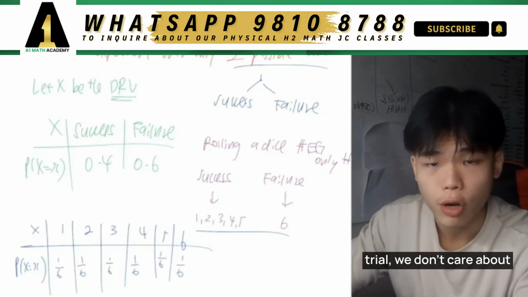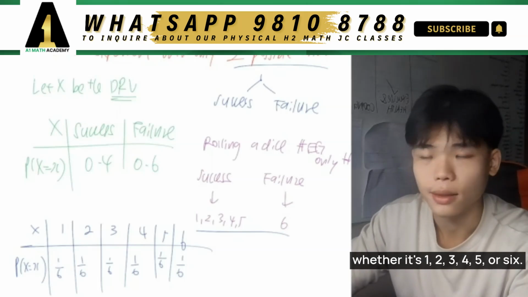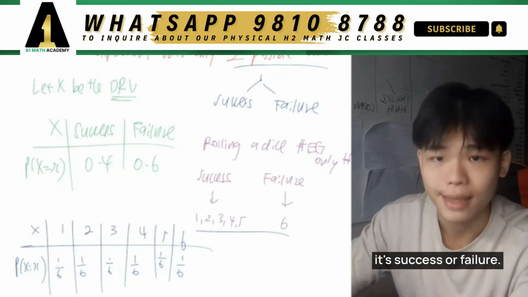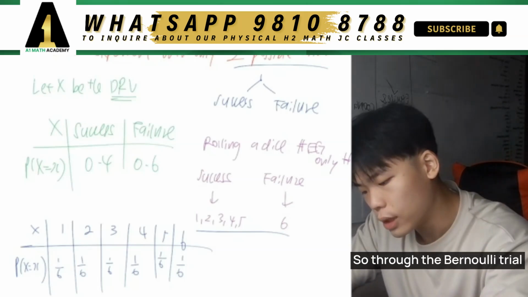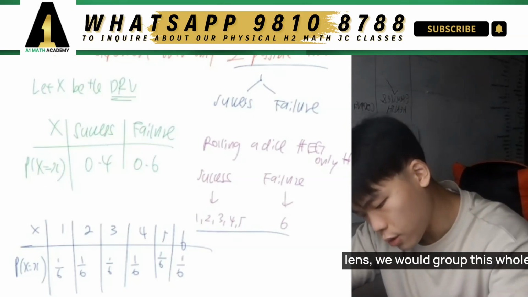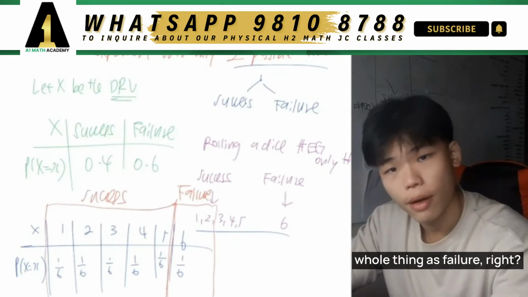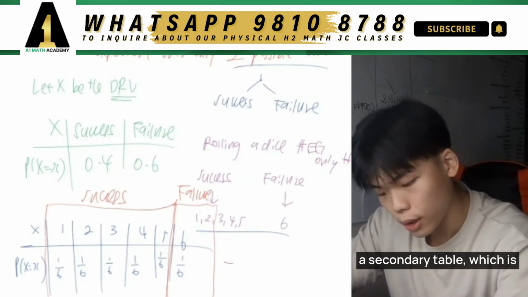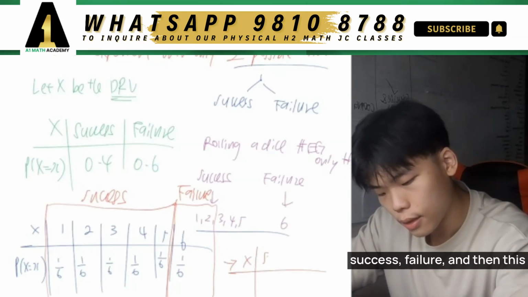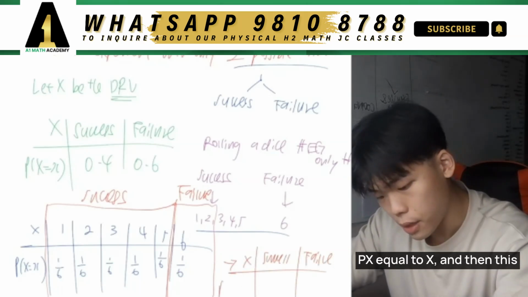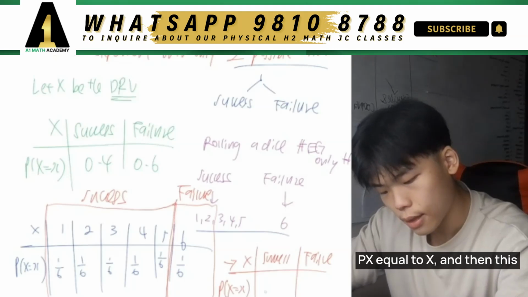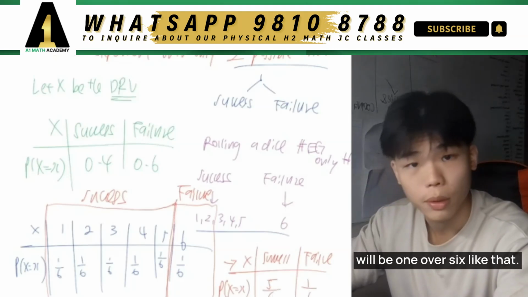But in a Bernoulli trial, we don't care about whether it's 1, 2, 3, 4, 5, or 6. We only care whether it's success or failure. So through the Bernoulli trial lens, we would group this whole thing as success and this whole thing as failure, which would then give rise to a secondary table, which is success, failure. And then the probability P(X = x) will be 5 over 6 for success, and 1 over 6 for failure.